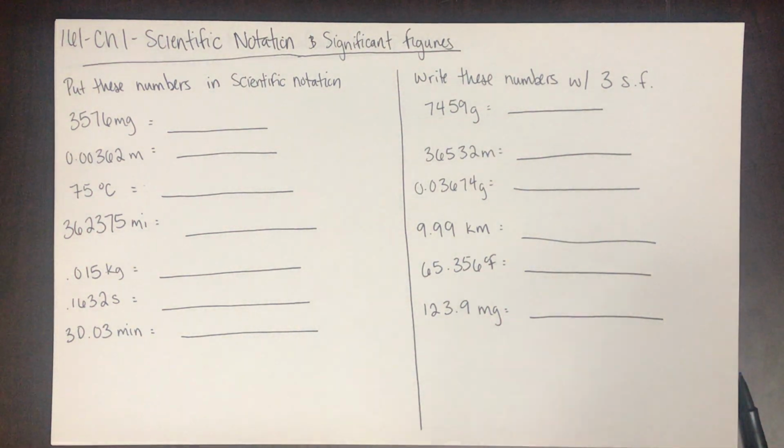Okay, so what I've done is I've just made a little practice worksheet to practice writing numbers in scientific notation, and also to put numbers in with a certain number of significant figures. So this is something that we'll just automatically do when we're solving problems and doing calculations for the rest of the quarter. So I just want to take some time to practice.